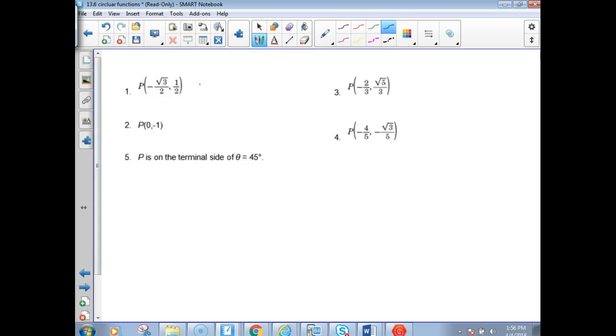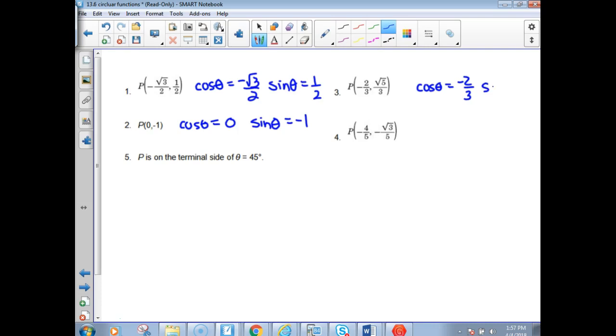Okay, so what's the cosine? Cosine of theta, and you need to write theta. It would be the first part, the x part, negative square root of 3 over 2. And the sine of theta is 1/2. Number 2, the cosine of theta is 0. The sine of theta would be negative 1. It did just ask for cosine and sine. We could find the other trig functions off of these as well. Number 3, cosine theta. It's almost like, why are we writing so many of these examples? Because they're so simple, right? Sine of theta is square root of 5 over 3.